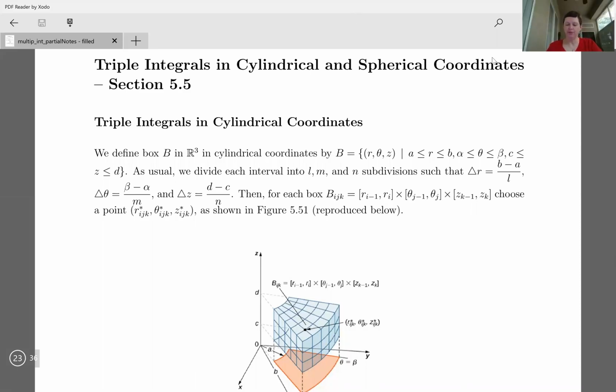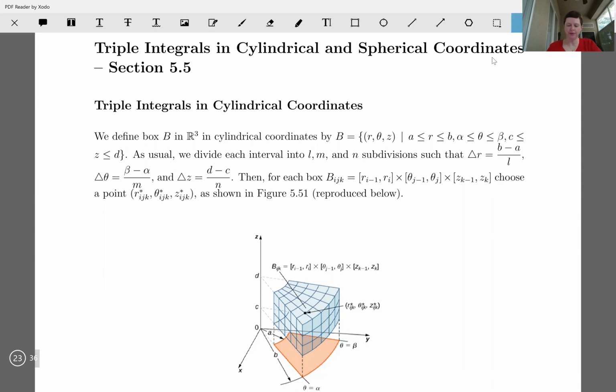Welcome to triple integrals in cylindrical coordinates. All right, so obviously that's what we're going to talk about in this recording.